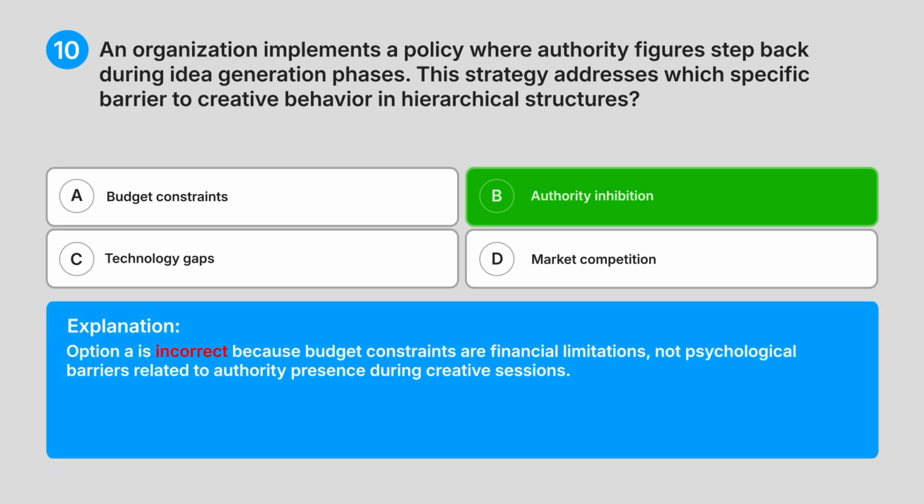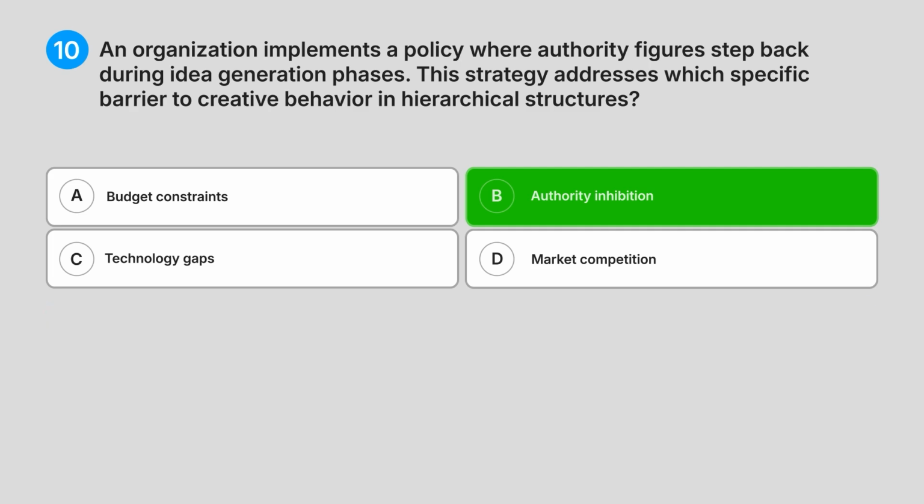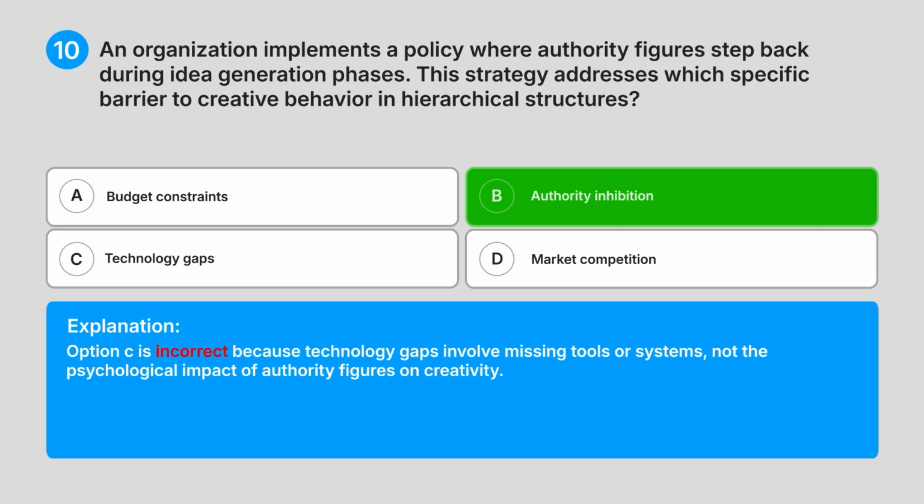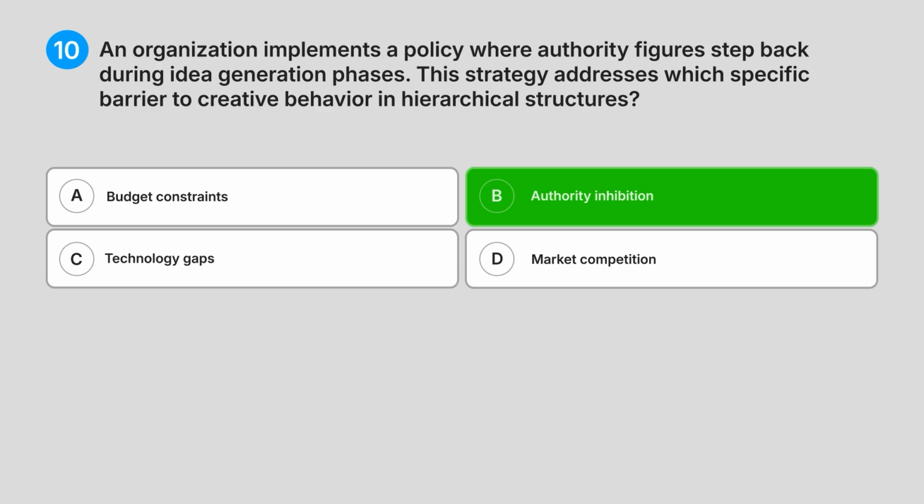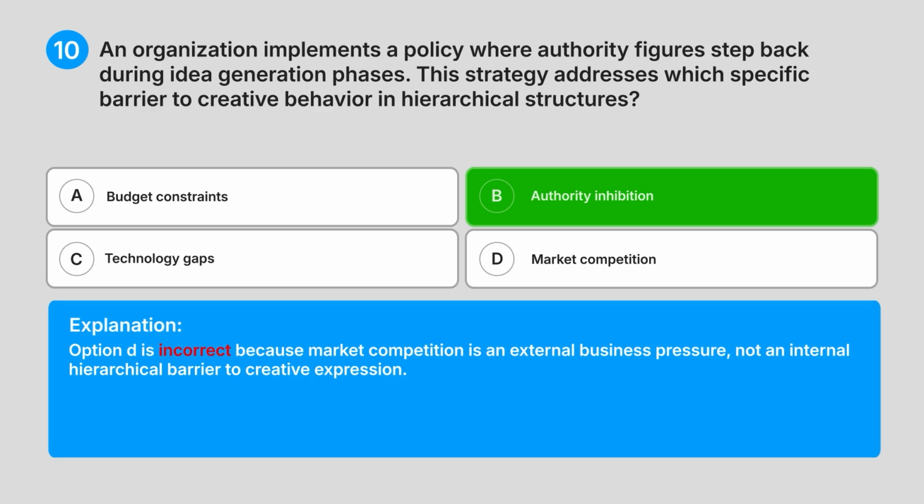Option A is incorrect because budget constraints are financial limitations, not psychological barriers related to authority presence during creative sessions. Option C is incorrect because technology gaps involve missing tools or systems, not the psychological impact of authority figures on creativity. Option D is incorrect because market competition is an external business pressure, not an internal hierarchical barrier to creative expression.